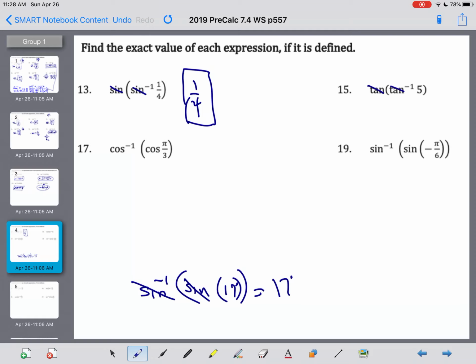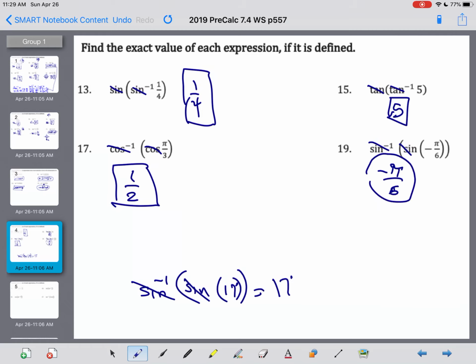Over here, these cancel, and it's okay for tangent to be large, and this is just going to be 5. Likewise here, we're in good shape. And away we go, that's going to be 1/2. That's 60 degrees. And then this one here, we get that. And negative pi over 6 is in our range for answers there. So we're just applying inverse functions onto the original functions itself.